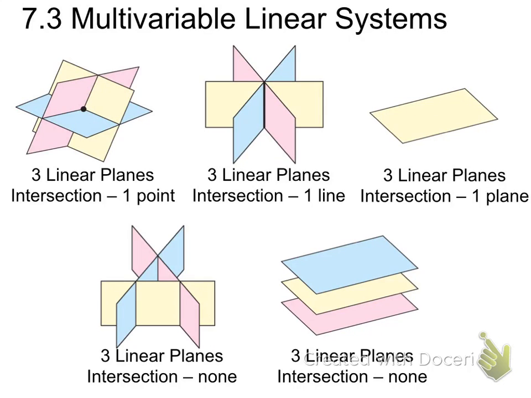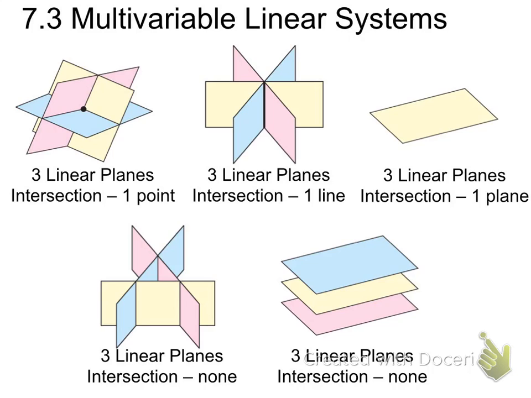Section 7.3 on multivariable linear systems. So these are just several pictures on what we're looking at when we're solving multivariable linear systems. Multivariable just means three variables, which is a plane in 3D.